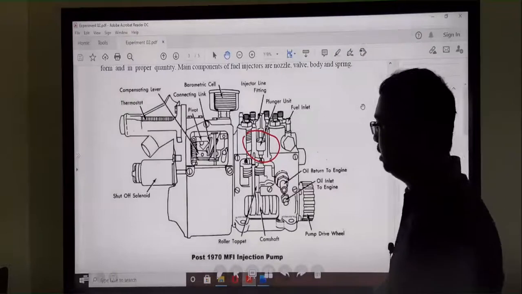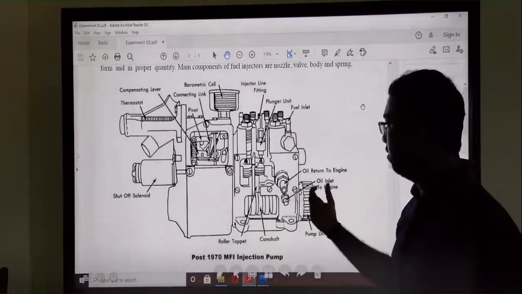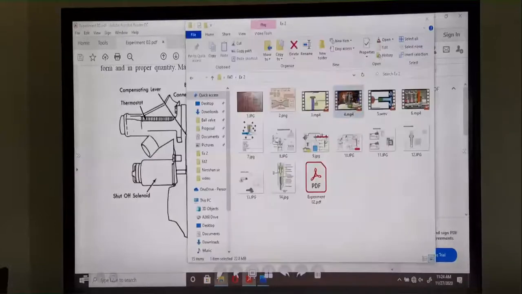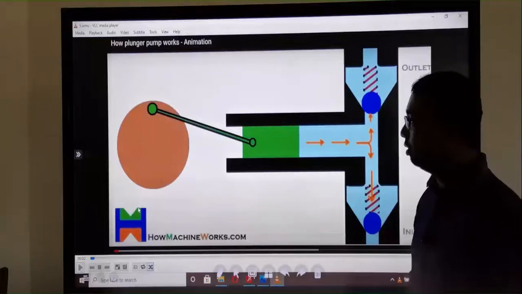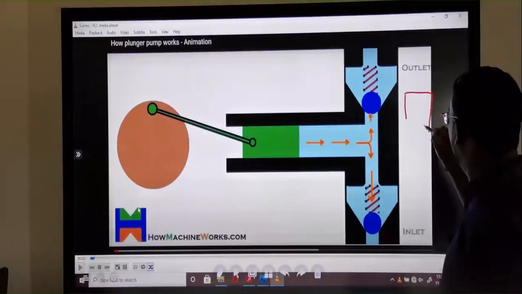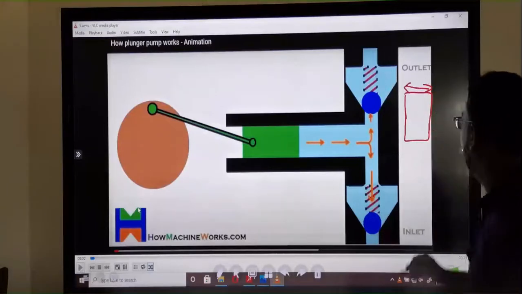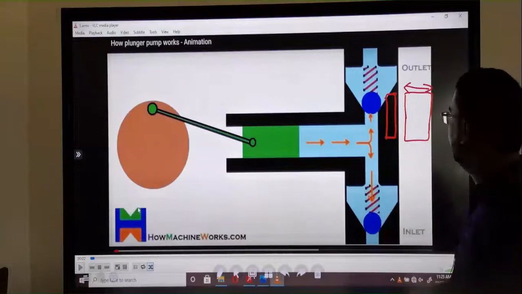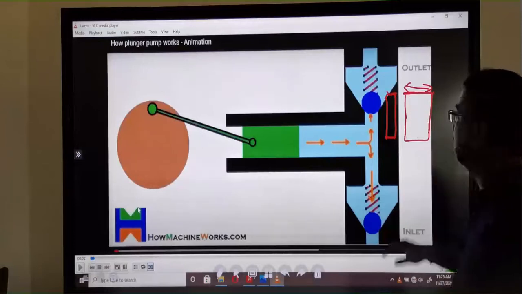I think it is better to explain with the video. First, what is the function of the plunger, and what is a plunger? Because this works with that plunger. What is the difference between the plunger and piston? Normally the piston's width is higher than the plunger. The plunger is very slim. Both are the same, but the appearance is different.